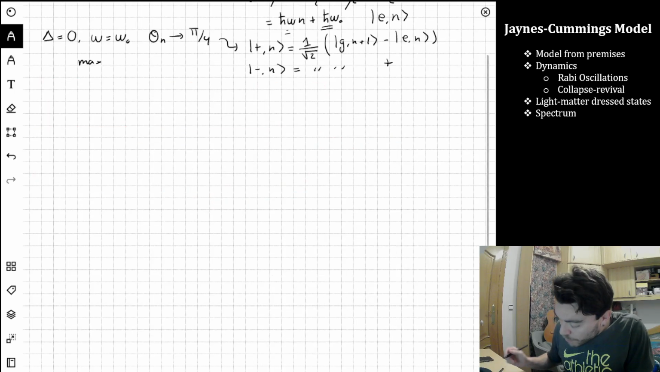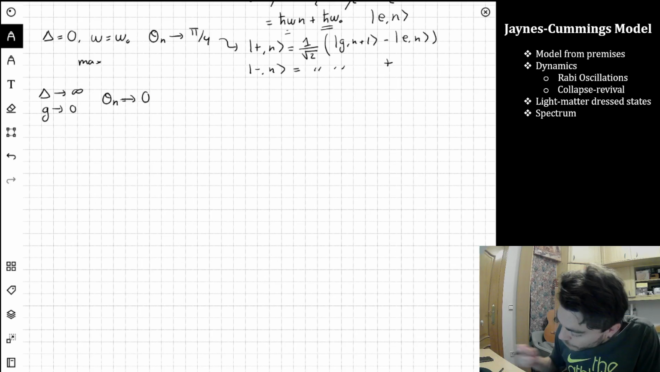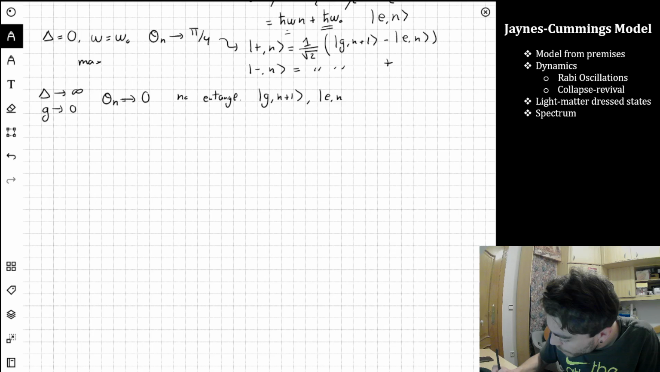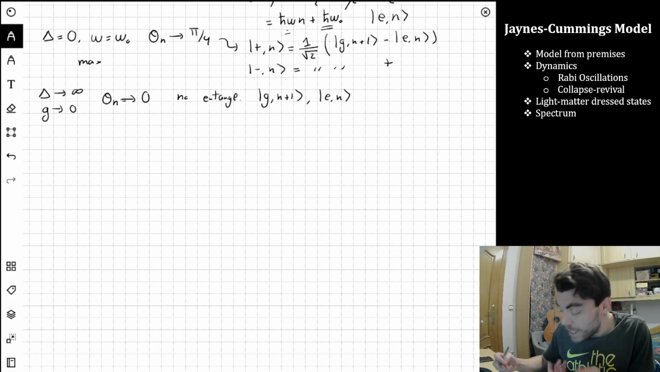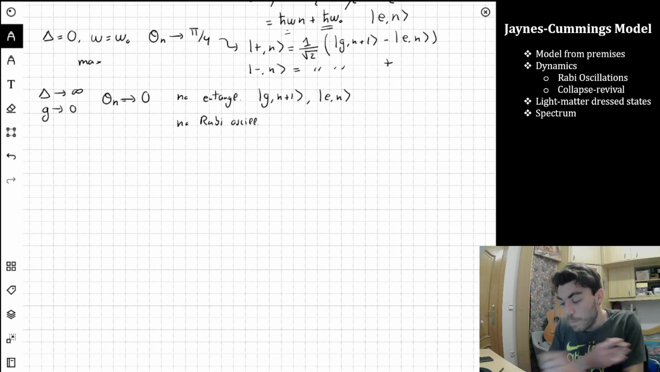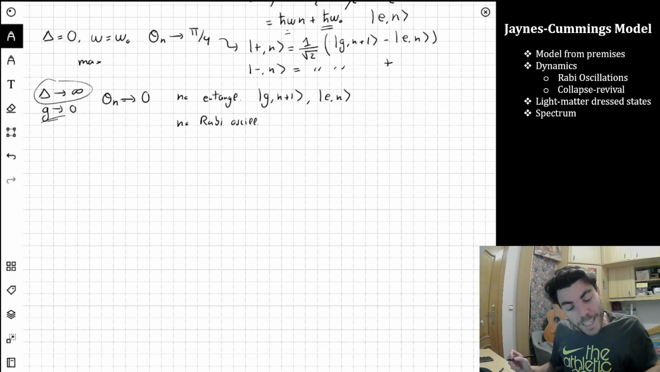which is reasonable. And now what happens if the detuning is large, goes to infinity, or if the coupling goes to 0? Then this angle tends to 0, and if the angle tends to 0, there is no entanglement, so the eigenstates will recover the unperturbed eigenstates, and we can see that there is no Rabi oscillation. So basically the two systems don't talk to each other because they are very, very far away from each other if the detuning is large, or simply they don't couple. So it also makes sense. And these are these two extremes.